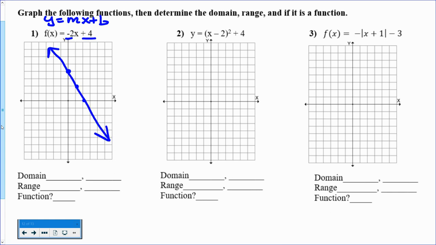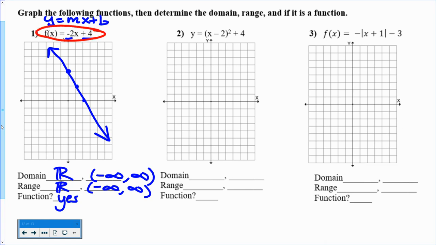All right, so then I can find the domain. My domain stretches forever in the left and right direction, so all real numbers. My range, this line stretches forever, going up and down. And then this would be a function. All right, so the idea is that we wouldn't always have to graph this, and that I could look at this and I know that's a slanted line, and so I know the domain and range would be all real numbers, and I know it would be a function. Okay, but we could also graph it to double check.